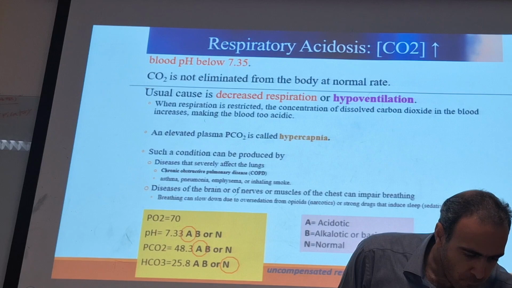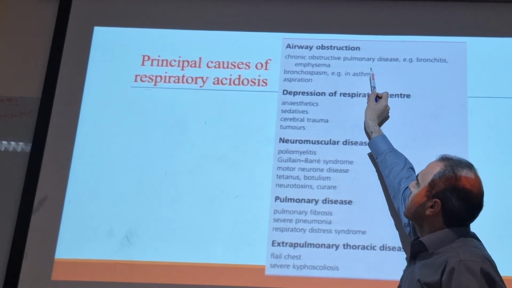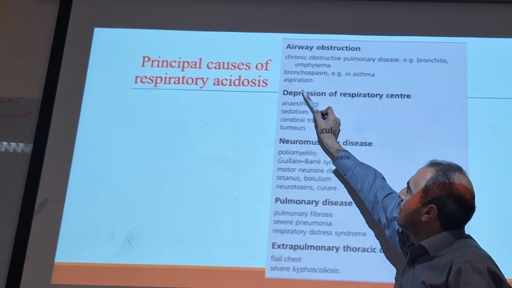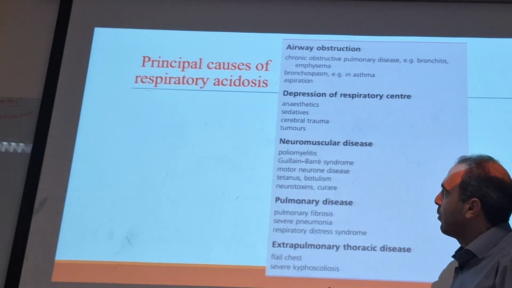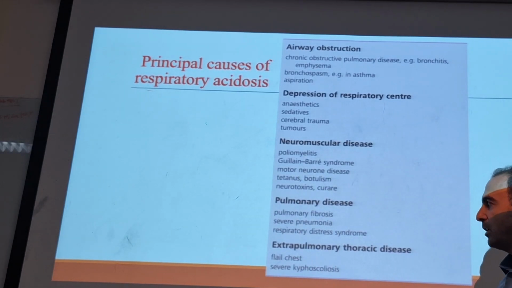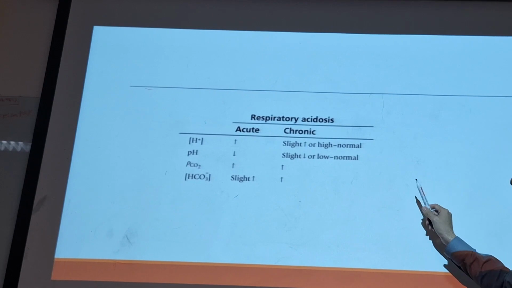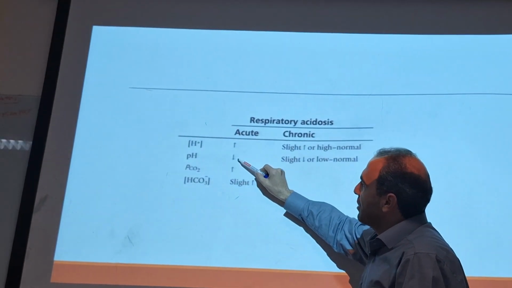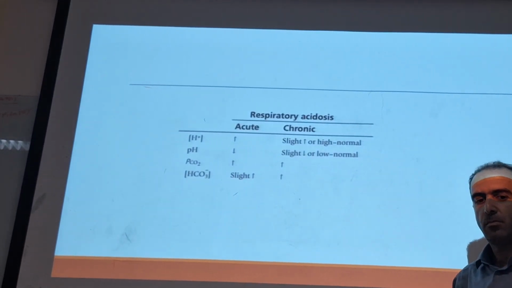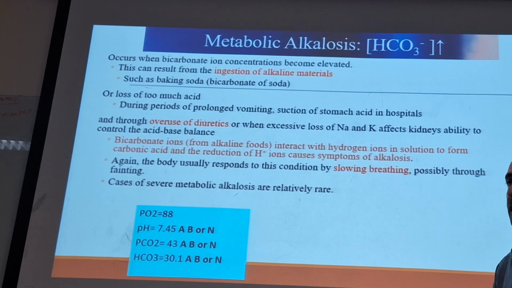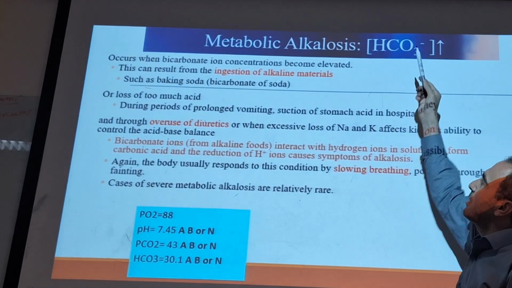The principal causes of respiratory acidosis are airway obstruction, chronic obstructive pulmonary disease, asthma, depression of the respiratory center, neuromuscular disease, Guillain-Barré syndrome, pulmonary disease, and flail chest or other severe situations. In respiratory acidosis, we have a decreasing pH, increasing CO2, and bicarbonate may be increased due to the compensation. The next situation is known as metabolic alkalosis. In metabolic alkalosis, we have an increase in bicarbonate.